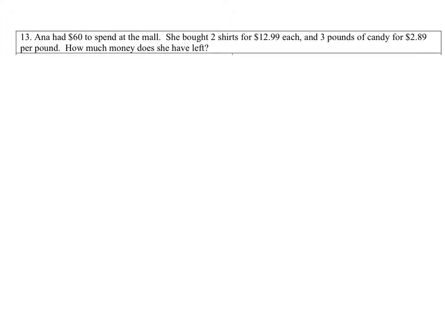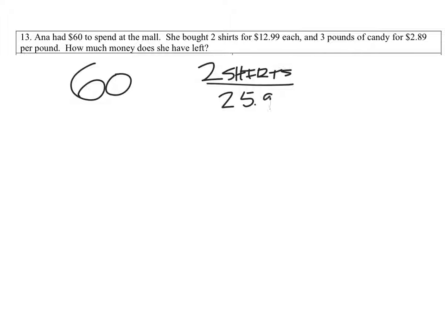All right, Anna had $60 to spend, so she's going to start with this $60. By the way, I'm not using an equation on this one, though you could. You've got $60 to spend. She's going to spend, so just on the two shirts at $12.99 each, when we take 2 times the $12.99, the 2 shirts are $25.98. So I'm going to subtract this from my $60. $25.98. That's just from the shirts.